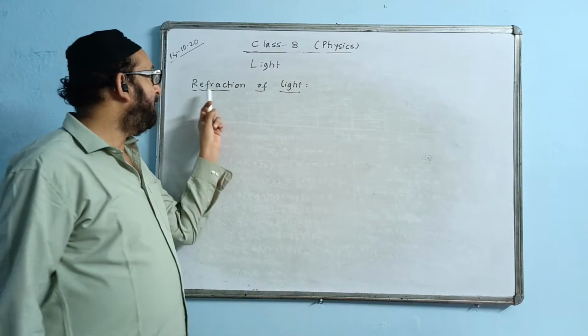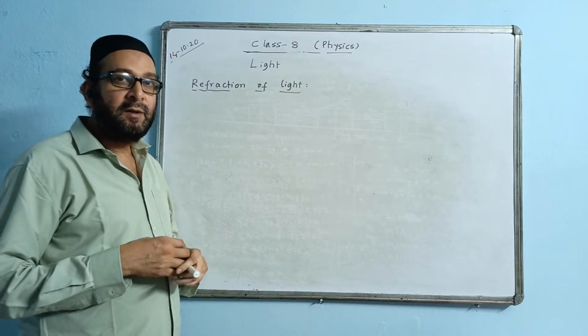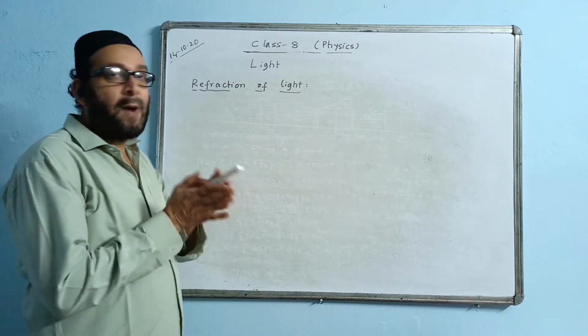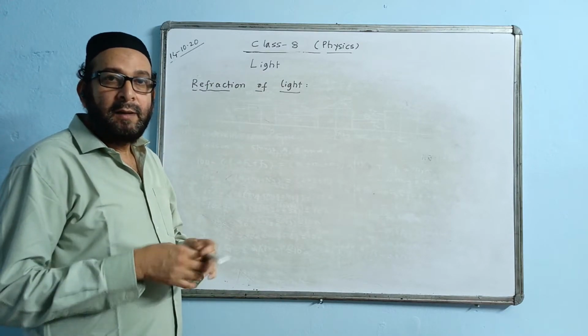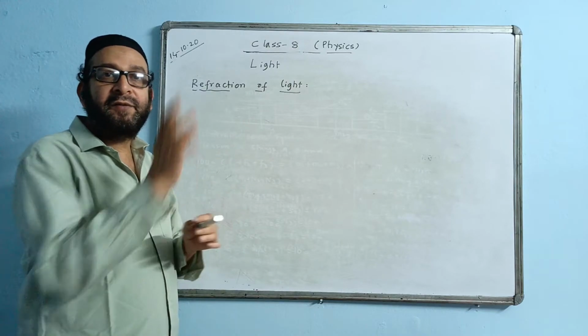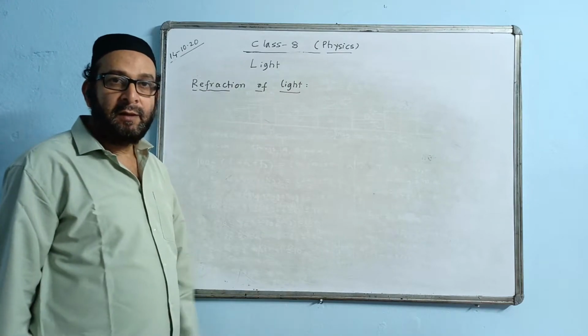In other words, refraction of light is the phenomenon in which there is a change in the direction of the path of a ray of light at the surface separating two media of different optical densities. That also is the definition of refraction of light.